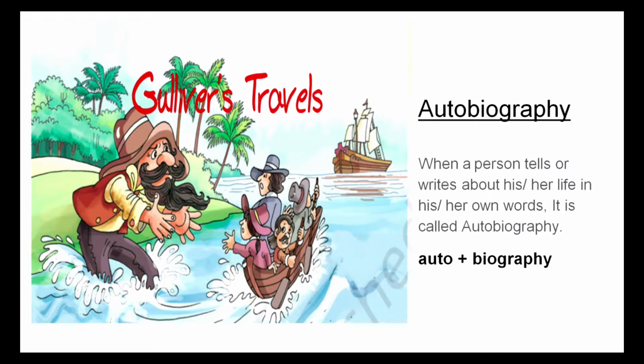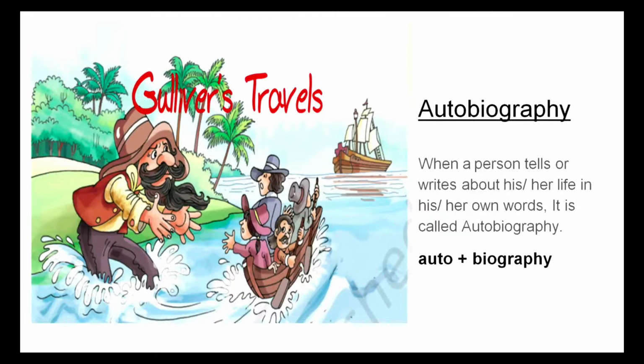Before coming to the word, I would like to explain what a biography is. You might have heard about different personalities like APJ Abdul Kalam, Mahatma Gandhi, Subhash Chandra Bose. So how do we get to know about these personalities? We get to know about them through their biographies. A biography describes a person's whole life and it is generally written by others.